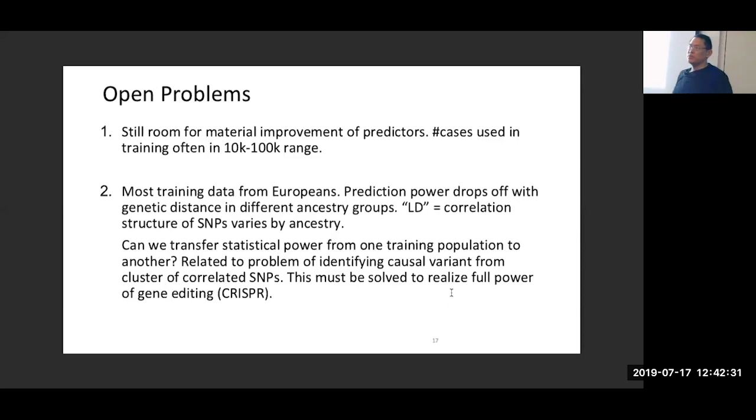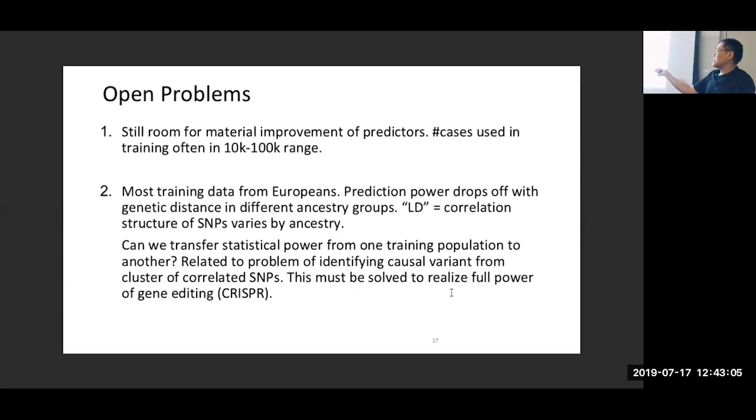Most of the training data comes from Europeans. The prediction power, and we've done careful studies of this, falls off with genetic distance between the training group and the target group that you want to do prediction on. One hypothesis for why is that the correlational structure of the SNPs varies by ancestry. Your predictor might have activated a SNP which is tagging a real causal variant, but is not actually the causal variant. And if the linkage between that tag SNP and the real causal variant is different in the target population, then your prediction quality falls off.